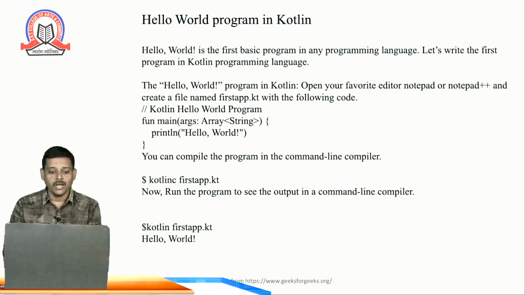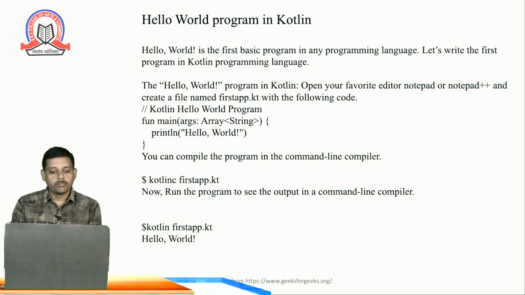As you can see in the code, we have used a double slash before the Kotlin hello world program. This double slash indicates that this is a single line comment which will be omitted by the compiler. The compiler is not going to execute this line because it has been marked as a comment.